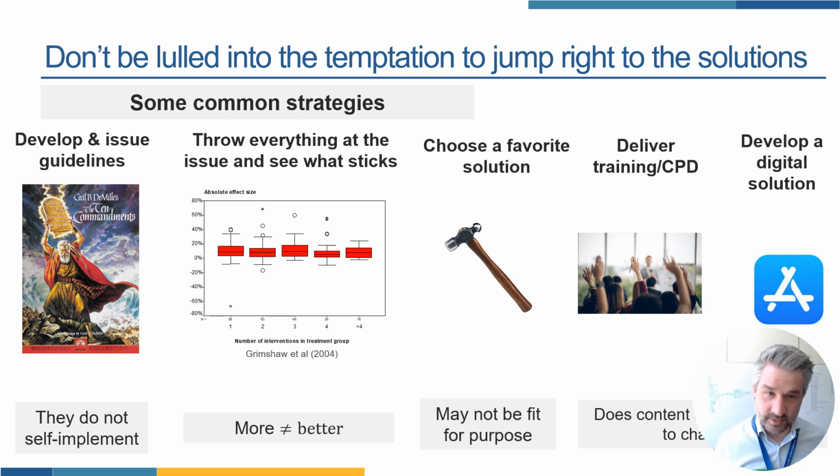Another common strategy that we might gravitate towards is that we just try everything, throw everything at the issue and see what sticks. When people have investigated that, it seems to suggest that that is not the most useful solution, that more strategies doesn't necessarily equate to greater effect in change in the system. We might also gravitate towards our favorite solution, the one that we're most familiar with, which might work, but it might not. It might not be fit for purpose.